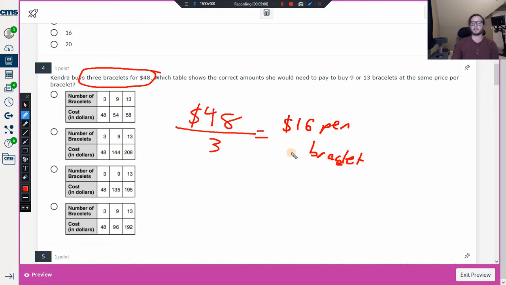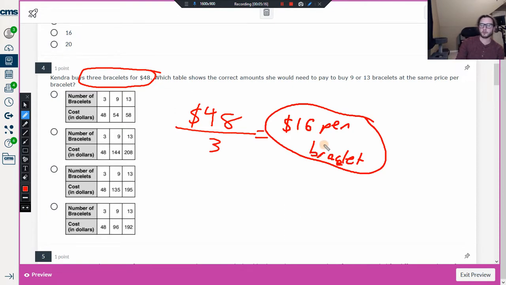Misspelled bracelet. So $16 per bracelet. We need to know that. And if we know that it is $16 per bracelet, all we have to do is multiply $16 times 9 and $16 times 13. And the answer should be one of these sets of bottom numbers.